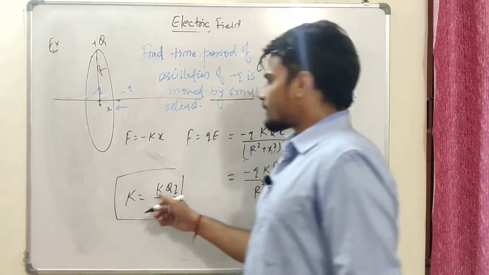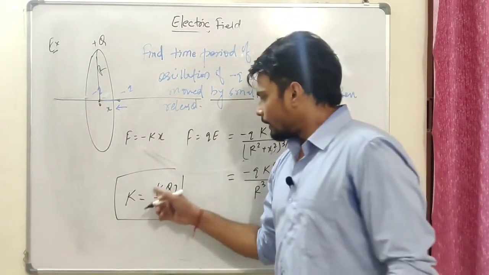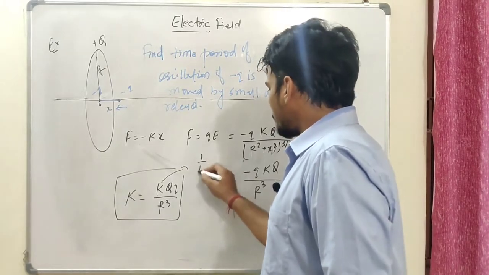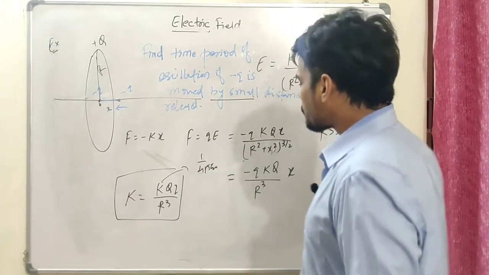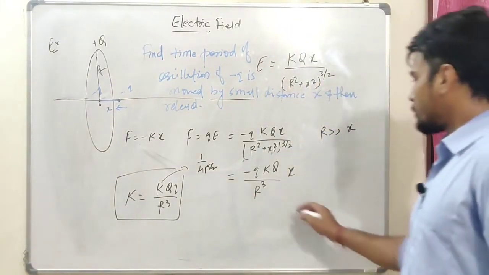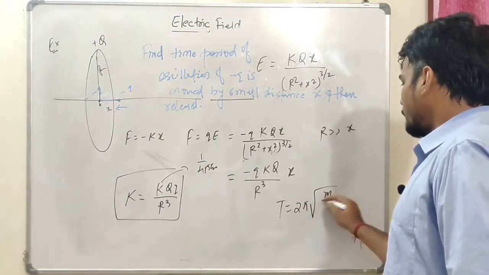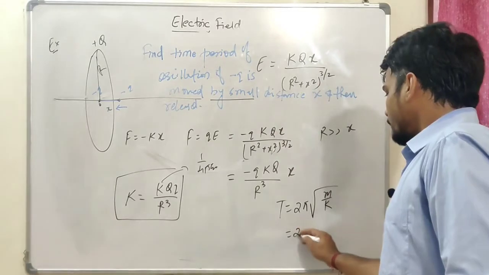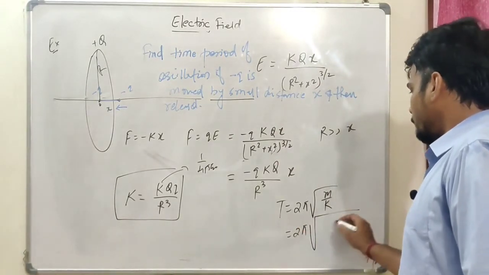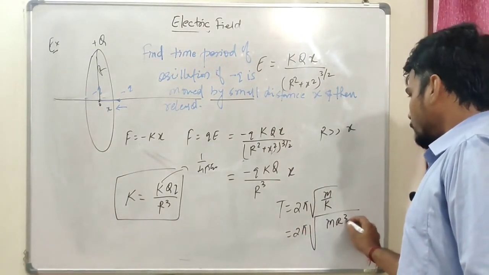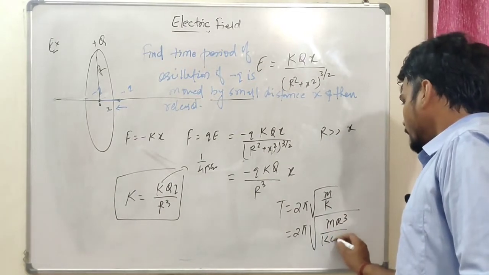Now this k and this k are different, right? This is a spring constant and this is your 1 by 4 pi epsilon naught. So do not get confused with that. Now we know the time period should be 2 pi under root of m over k. So that should be 2 pi root of m r cube over kqq.